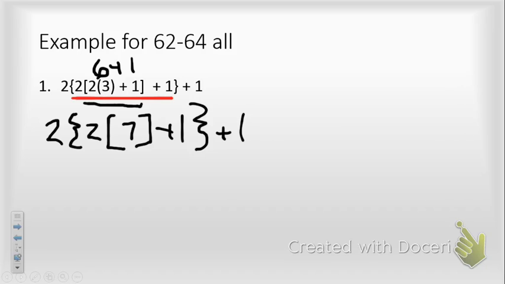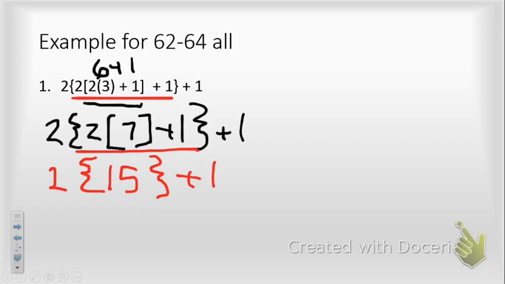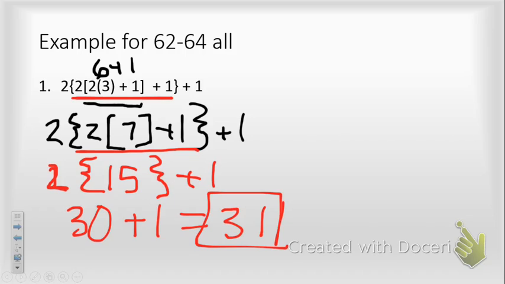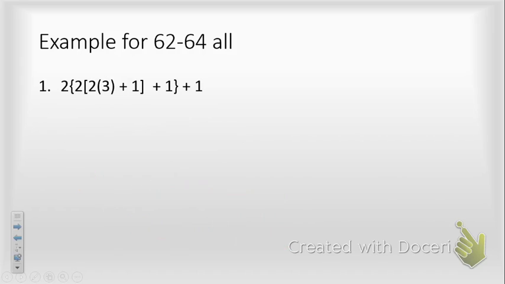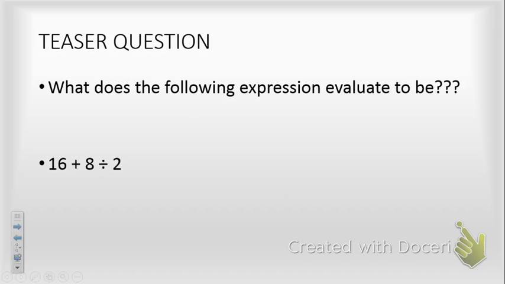So I'll finish with my braces now. What's inside the braces? Well, 2 times 7, which is 14. 14 plus 1 is 15. Now my braces are taken care of, so now exponents, nope, don't have any of those. Multiply, divide, yep. 2, bracket stands for multiplication. 2 times 15 is 30. 30 plus 1 is 31. So just make sure when you see all those brackets, parentheses, go from inside out. Inside out.